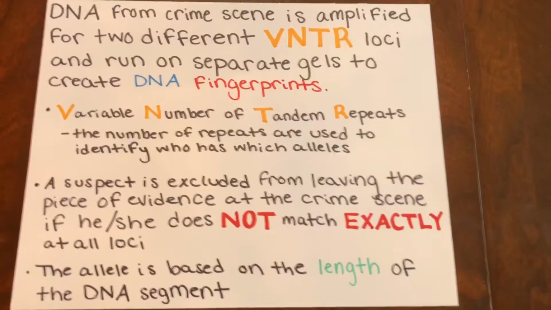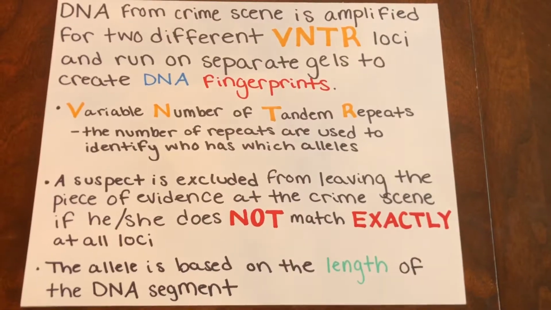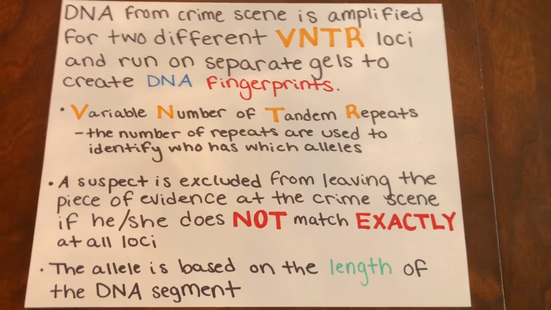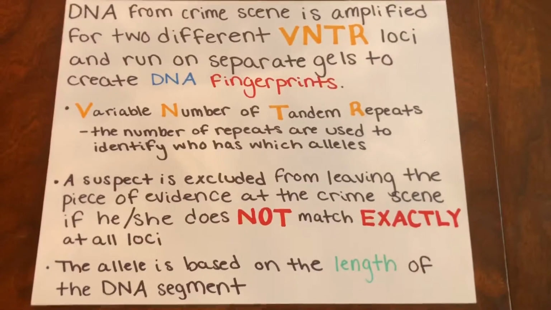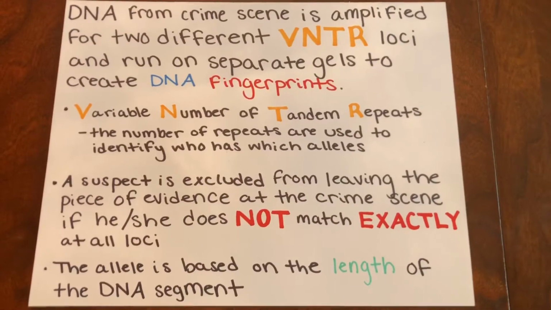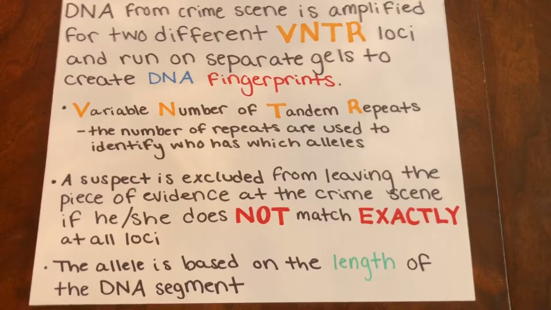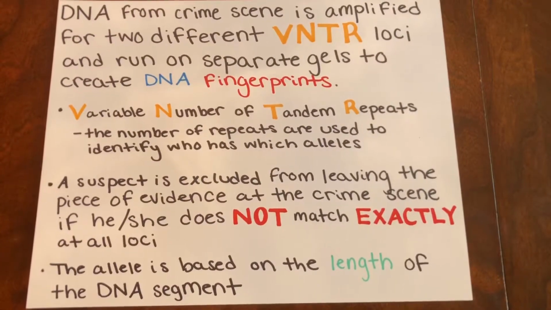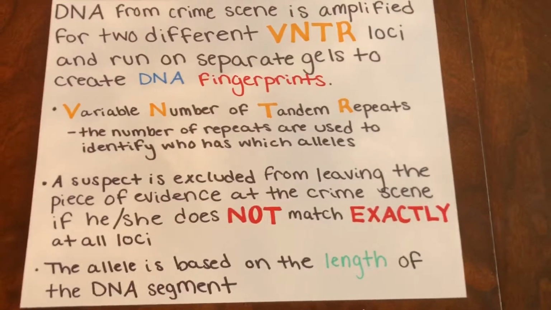DNA from the crime scene is amplified for two different VNTR loci and run on separate gels to create DNA fingerprints. VNTR refers to the variable number of tandem repeats. The number of repeats are used to identify who has which alleles. The allele is based on the length of the DNA segment, and different lengths show up in different areas on the gels. A suspect is excluded from leaving the piece of evidence at the crime scene if he or she does not match exactly at all loci.